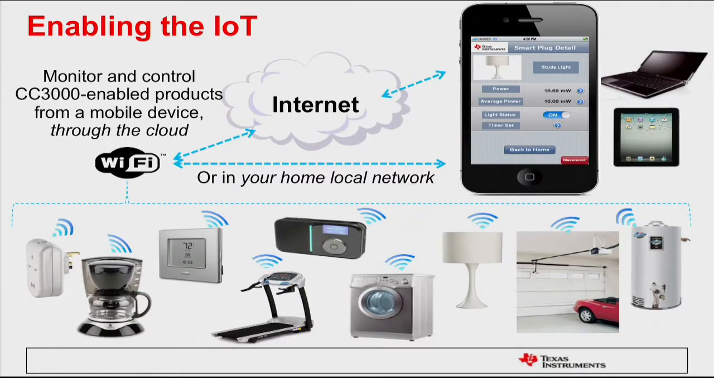So let's talk about enabling the Internet of Things. We hear these buzzwords all over the place, the Internet of Things, the Internet of Everything, and it's really about how we bring Wi-Fi solutions into the market. You see a lot of applications there on the bottom showing smart plugs, health and fitness devices, home appliances, lights, different things like that that you're going to want to monitor, control, and do different things with as we get into the Internet of Things. CC3000 is making this a reality.